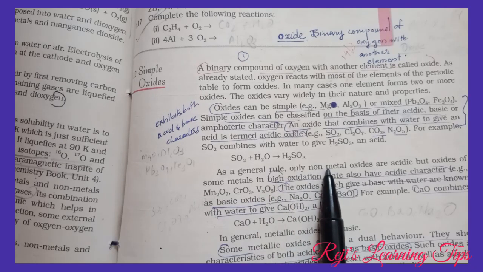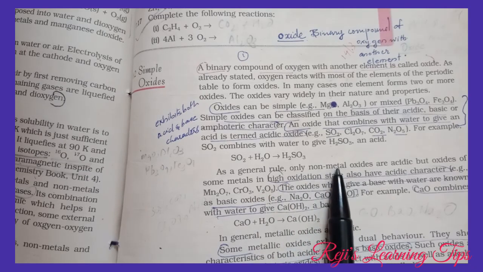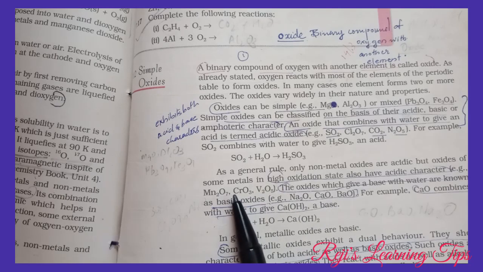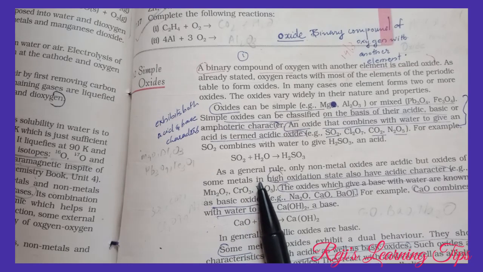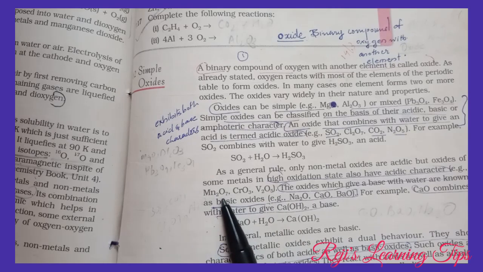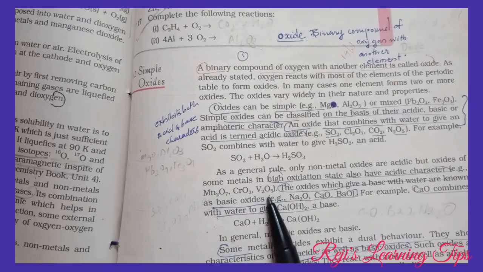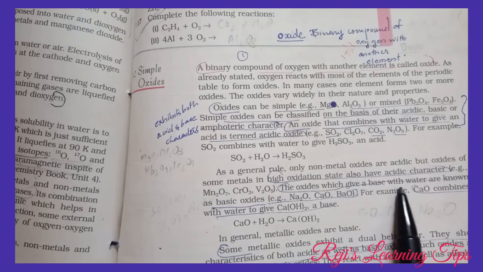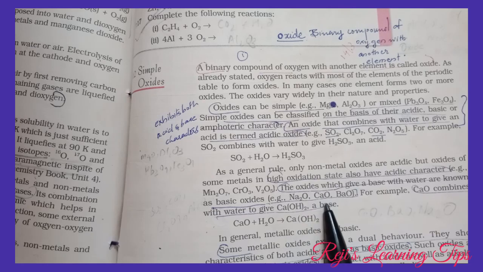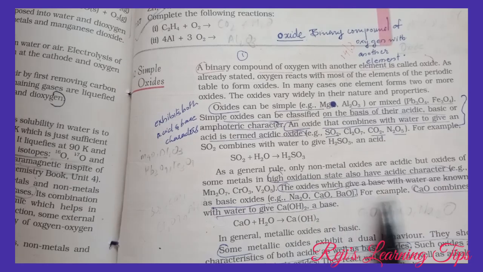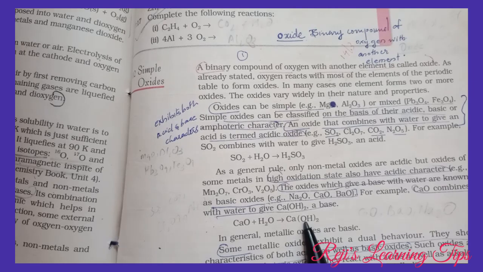Only non-metal oxides are acidic in nature, but some metal oxides, where the metal is in a high oxidation state, also behave like acids. Example, Mn2O7, CrO3, V2O5. The oxides which give a base with water are known as basic oxides. Example, Na2O, CaO and BaO. For example, calcium oxide combines with water to form calcium hydroxide, which is a base.